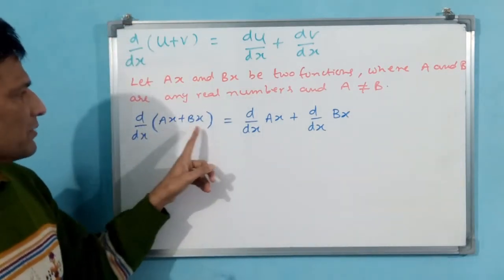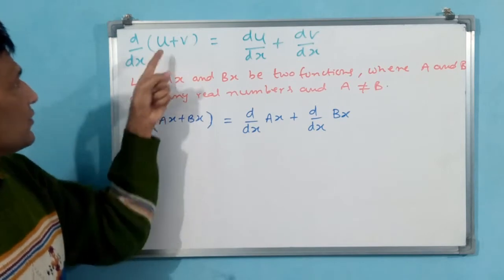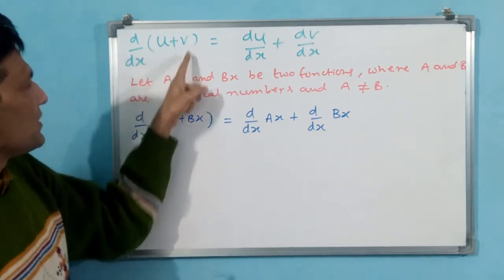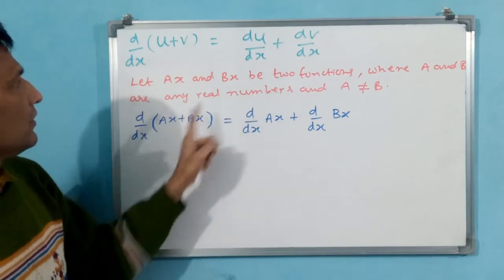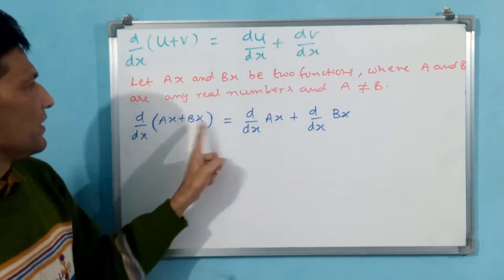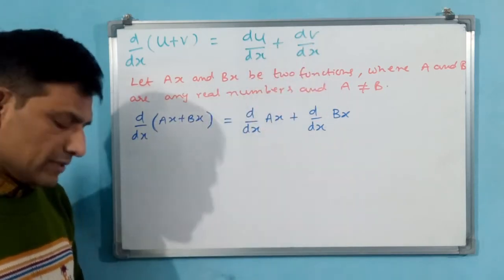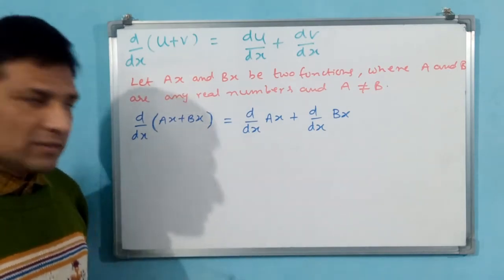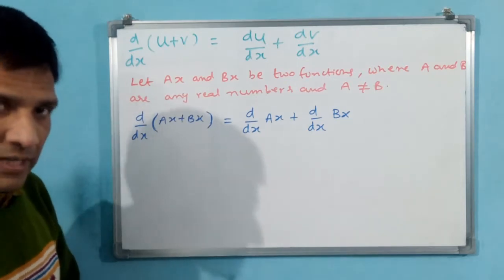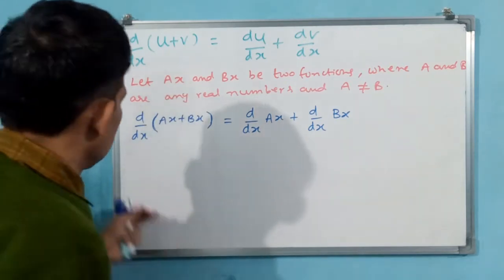d by dx of Ax plus d by dx of Bx. You consider Ax as u. d by dx of u plus v is equal to d by dx of u plus d by dx of v. You understand now? Okay. Now see, this is a formula. Now we take proof of this. Okay. See how I am doing the proof.